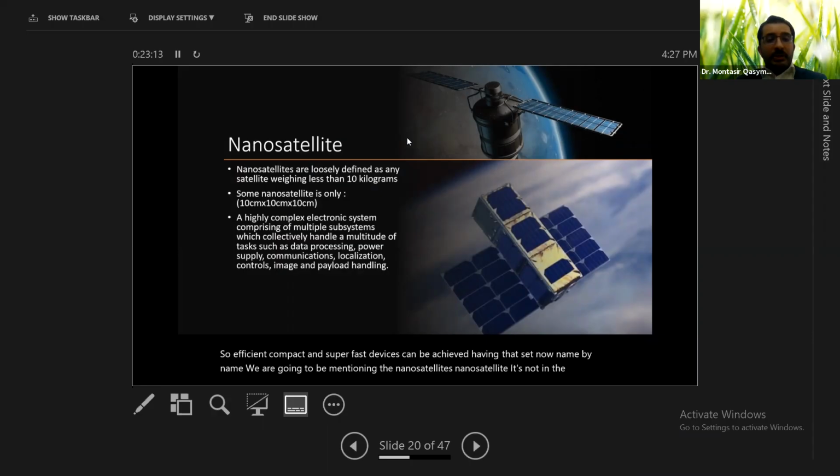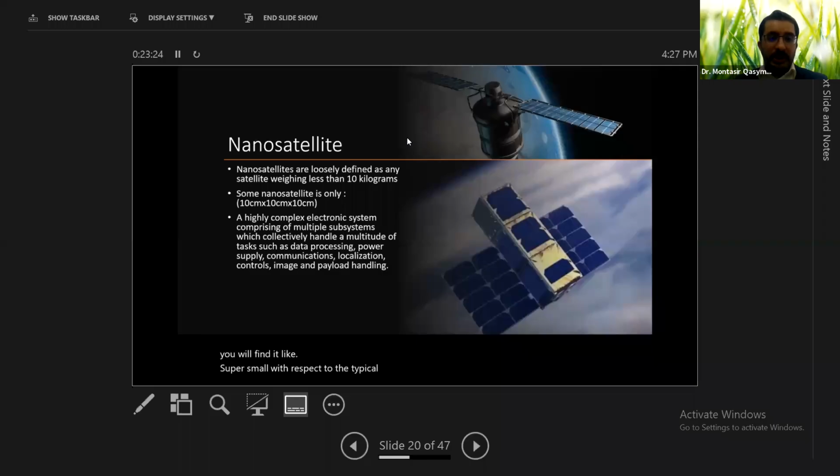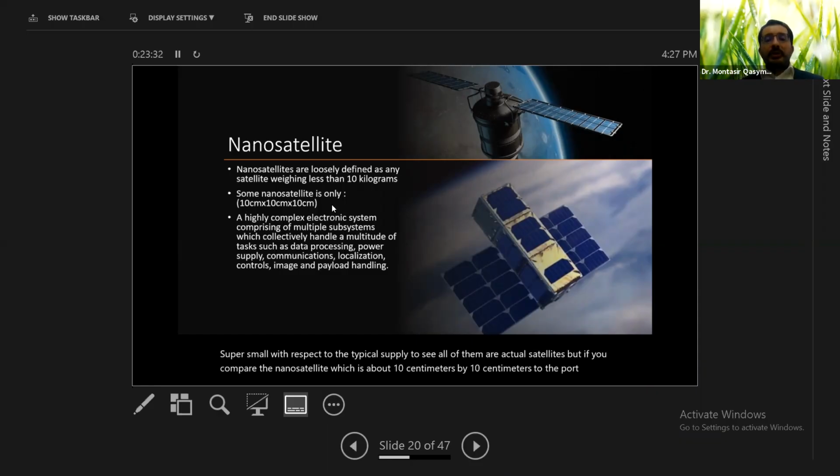It's like centimeters almost. But if you compare a nano satellite with the actual satellite, you will find it super small with respect to the typical satellite. Let's say all of them are actual satellites. But if you compare the nano satellite, which is about 10 centimeters by 10 centimeters to the power 3, you'll find it pretty small.